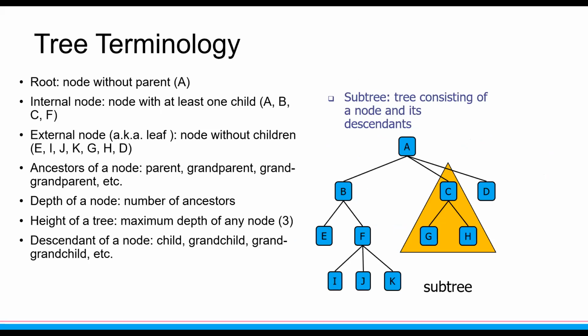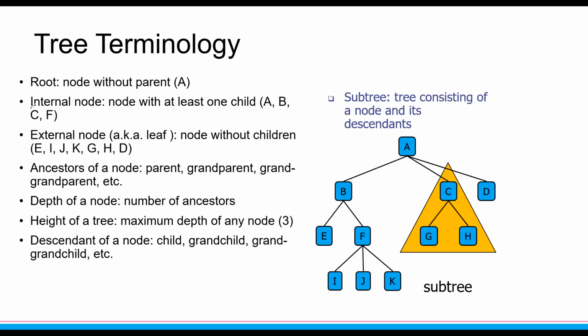Some terminology on the tree is like this. First, you need to understand the root. What is the root? Root is a node without a parent. So A has no parent, there is no upper node. So we call this the root.